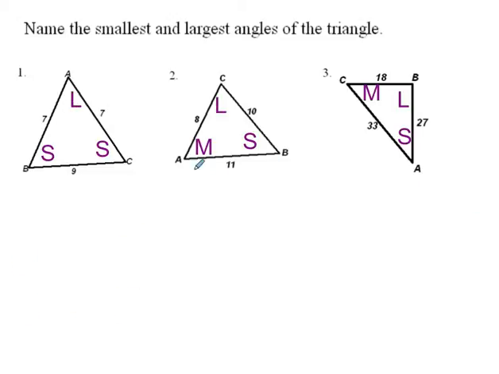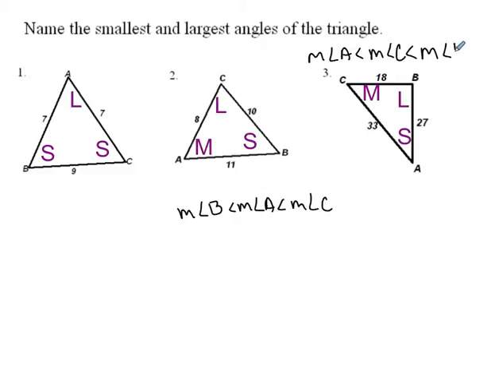Here are the answers, and again, we are going to list the angles from smallest to largest. In my second one, the measure of angle B is less than the measure of angle A is less than the measure of angle C. For number 3, the measure of angle A is less than the measure of angle C is less than the measure of angle B.